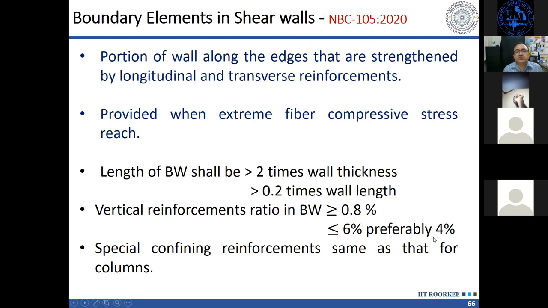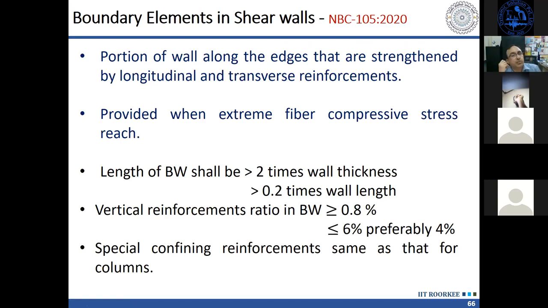So boundary elements of the shear wall are the portions along the edges of the shear wall where the maximum compressive stresses in concrete will occur. And if the compressive stress exceeds a given value, then that needs to be confined. In NBC, that part is not given, that at what stress level it will be required. It looks like that NBC is recommending this in all the cases.